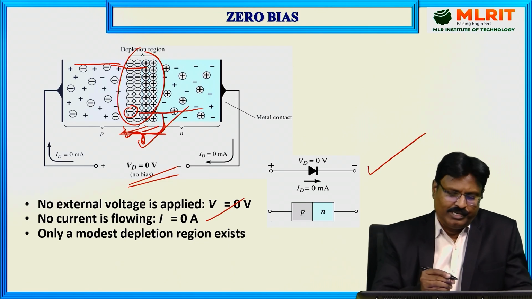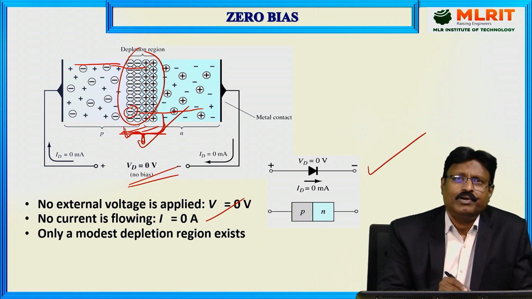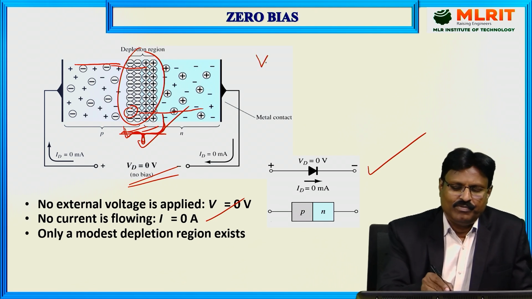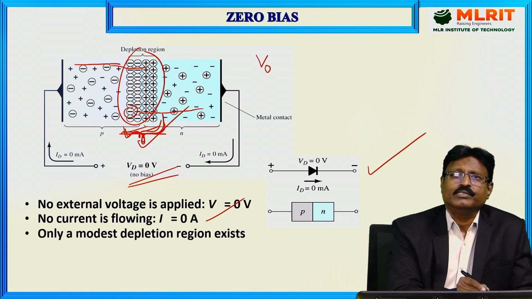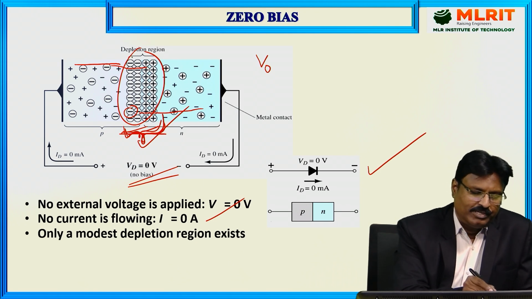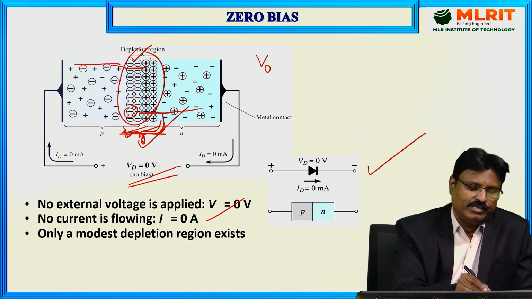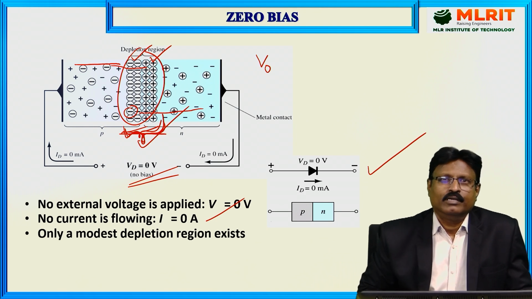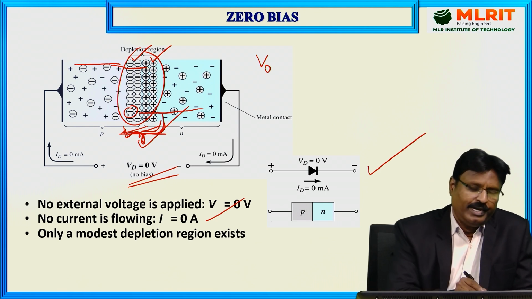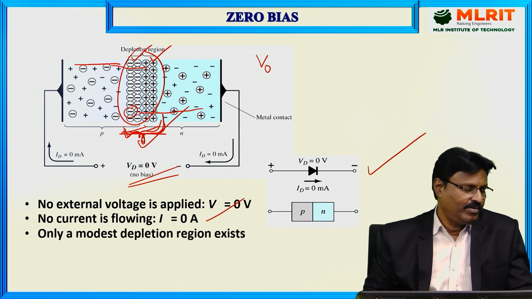As you can see here, at zero bias, the barrier potential is created with a voltage of V0. The situation will be like this. This is related to the negative charge, which is due to the acceptor ions, and this is the positive charge, which is due to the donor ions. So a depletion region is created at zero bias. That you need to know.